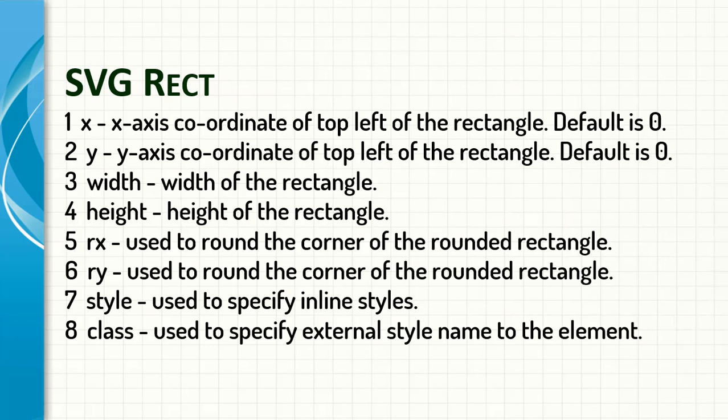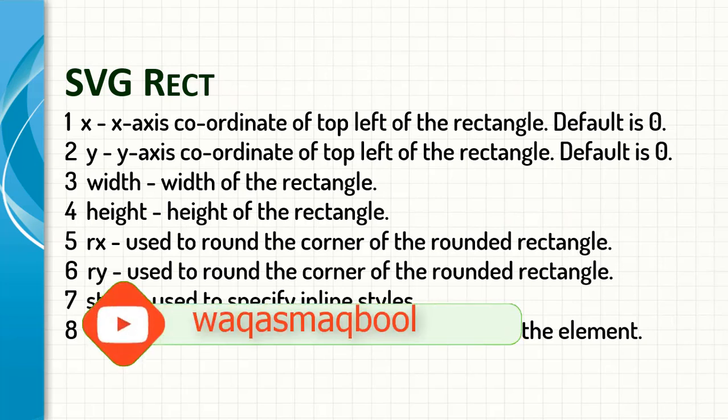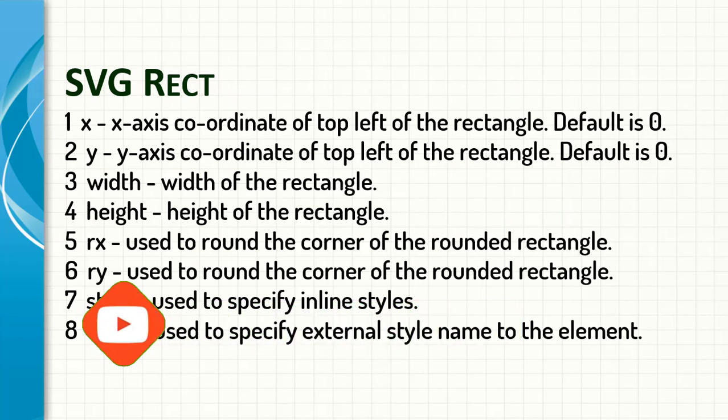Number one is x. X is the x coordinate of the top left of the rectangle. Default is 0. Similarly, y is the y coordinate of the top left of the rectangle. Default is 0. And width defines the width of the rectangle, and height is the height of the rectangle. And rx and ry are used to round the corners of a rounded rectangle.